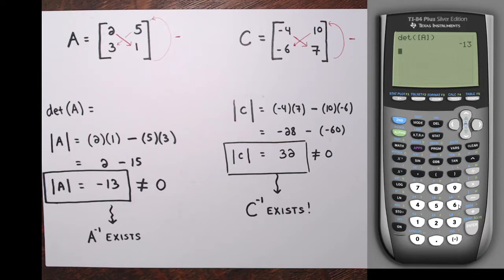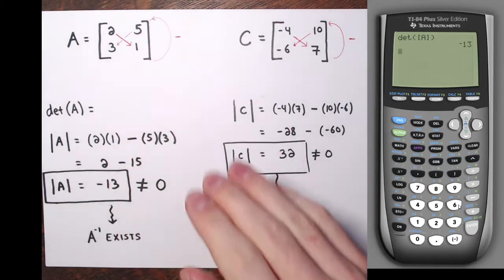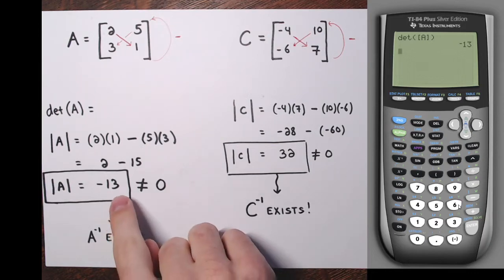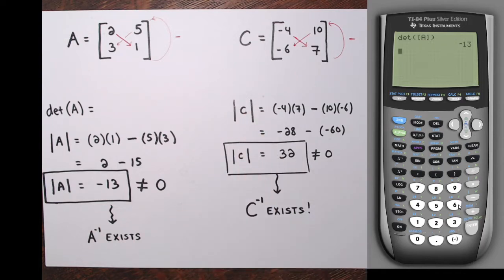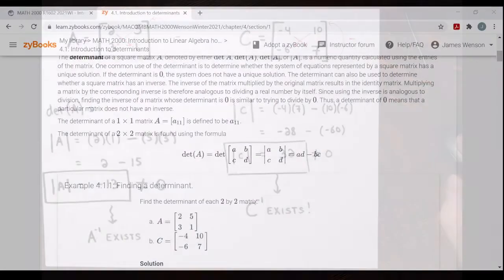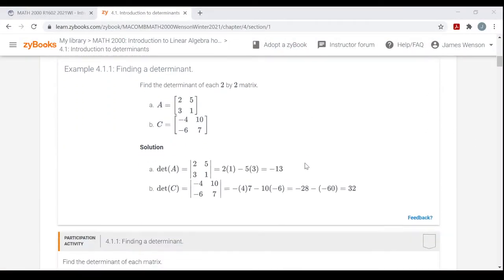So you can have the calculator do it for you, but I would say have the calculator do it as a check. I do want you to learn how to do these determinants of square matrices by hand, and then use the calculator to check that you did the work correctly. So it looks like I did okay on matrix A there, and you can enter matrix C separately and figure that one out. Okay, so those are 2 by 2 matrices.